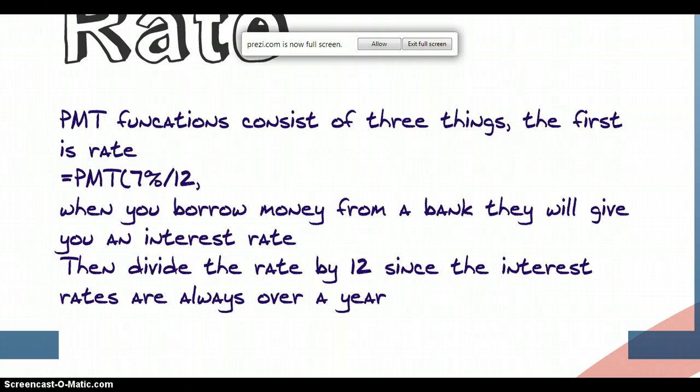Then the most important part is that you want to divide that rate by 12, because your interest rate is based on a year, whereas you are going to be making monthly payments. So we always divide our interest rate by 12. Now you can also write this function out as equals PMT 0.07 divided by 12. That will work as well.